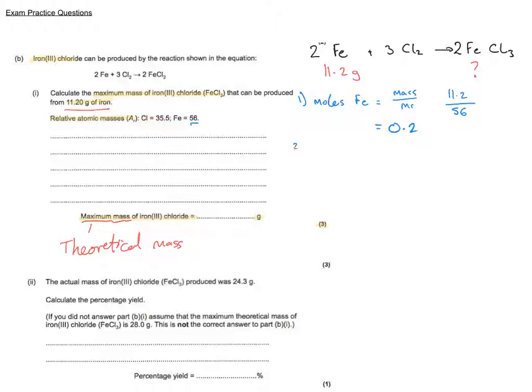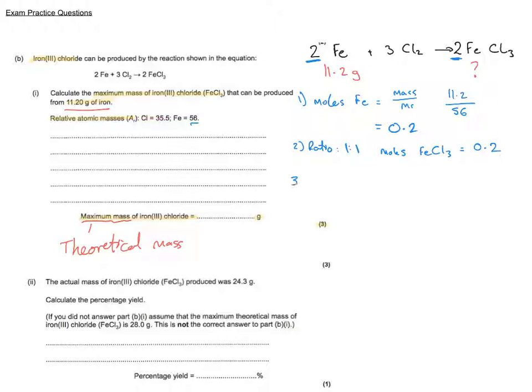Next step is work out the ratio. Well, the ratio, I'm looking at these numbers. So from what I know to what I want, there's a ratio of 2 to 2, which is the same as ratio 1 to 1. Therefore, my moles of iron chloride is also 0.2.